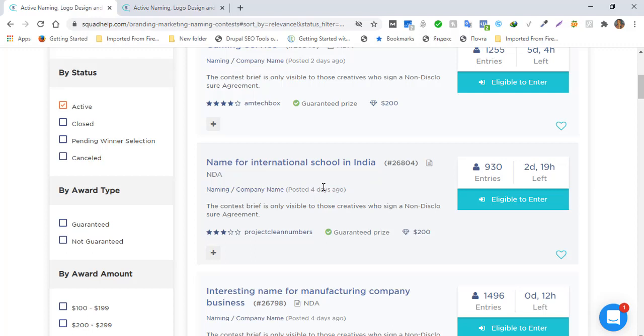Like this one was posted 4 days ago, and it has 930 entries, and it's for an international school in India. The contest brief is only visible to those who also sign a non-disclosure agreement. So we could just decide then to pick this, and we click on it.